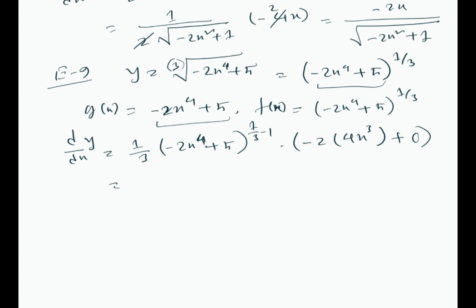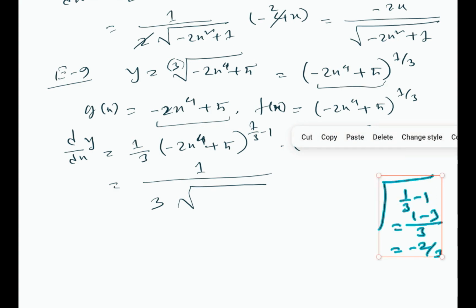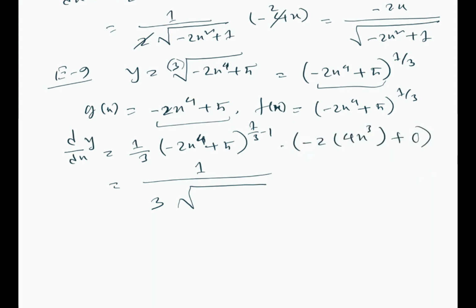Okay, so I can write it simply 1 over 3, then 1 over 3 minus 1. How much is it? 1 over 3 minus 1 is equal to 1 minus 3 over 3, right? So we can write minus 2 over 3. Okay, so answer would be minus 2 over 3. So I can write it: minus 2x to the power 4 plus 5 all to the power minus 2 over 3.